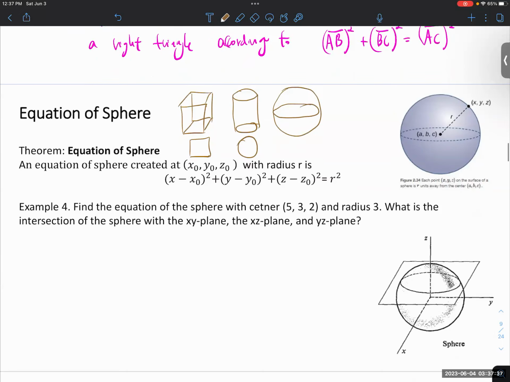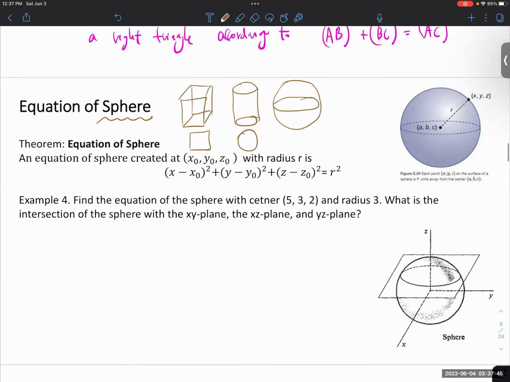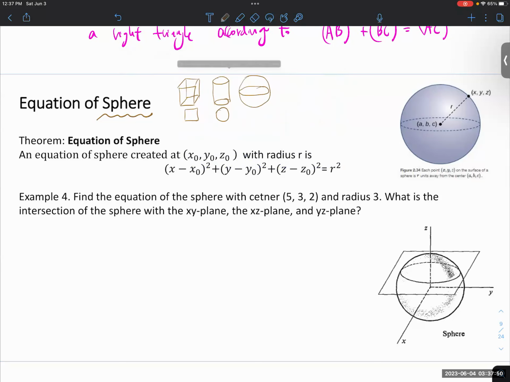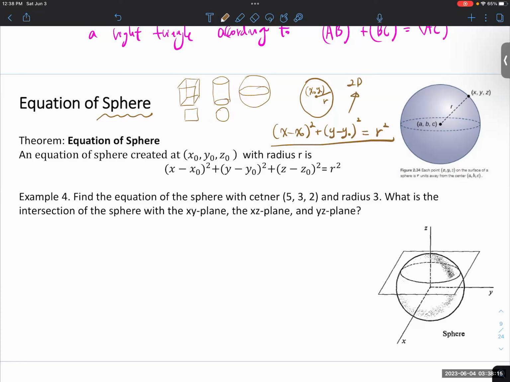So we're going to focus on the sphere, because this is going to be in 3-dimensional space. So if you remember the circle equation, I'm going to just make it smaller. The circle equation in 2-dimensional space: if you have a radius, and let's say you have (x0, y0) as the center, everybody knows how to write the circle equation. So (x minus x0) squared plus (y minus y0) squared equals r squared. This is the circle equation in 2-dimensional space.